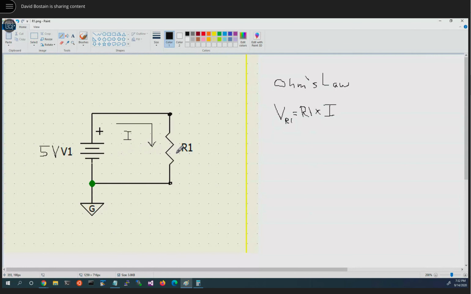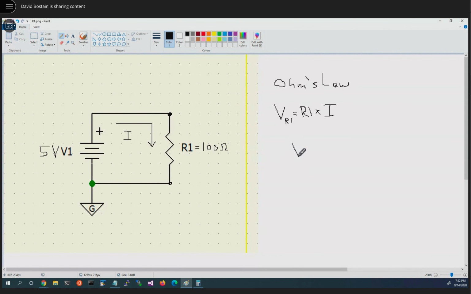We don't know current, we don't know resistance, so we still don't know enough to work the problem. What we can do is pick one of the two that we want to work with. Let's say that we needed, in our study, this to be a 100 ohm resistor. Okay, now we know enough that we can solve for I.